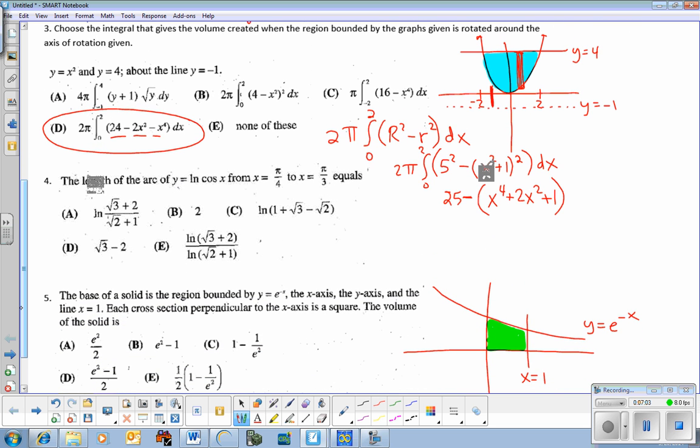All right, arc length, natural log cosine. This one's kind of complicated to do by hand. It's doable, but it's tough. So we're going to go from pi over 4 to pi over 3, and we're going to integrate the square root of 1 plus the derivative of the function squared. The derivative of natural log of cosine is negative sine x over cosine x. That's du over u.